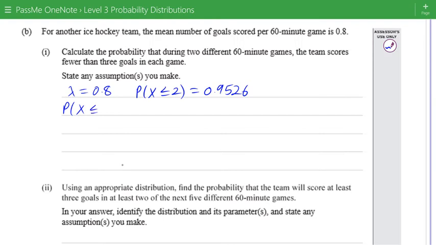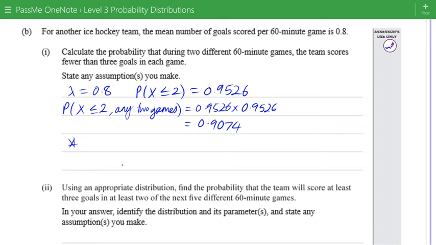Now if we're looking for the probability of this happening in 2 consecutive games, so the probability that x is less than or equal to 2 in any 2 games, then that's just going to be the probability that we get it in one game times the probability that we get it in another game, and that gives us 0.9074.